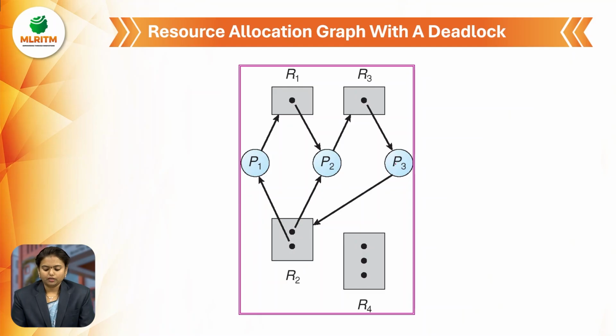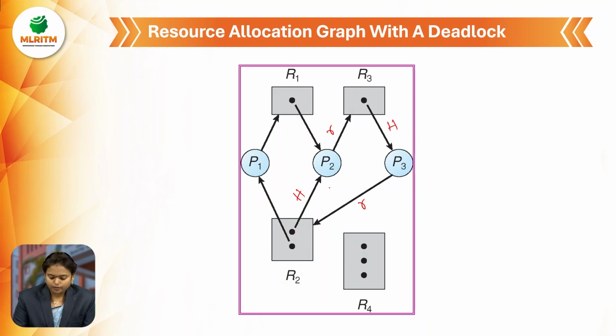So P1, P2, P3 are the processes. R1, R2, R3 are the resource types with some instances. Okay, here P3 needs to execute. P3 is holding an instance of resource type R3 and it is requesting an instance of resource type R2. At the same time, P2 is requesting an instance of resource type R3 and it is also holding an instance of resource type R2.